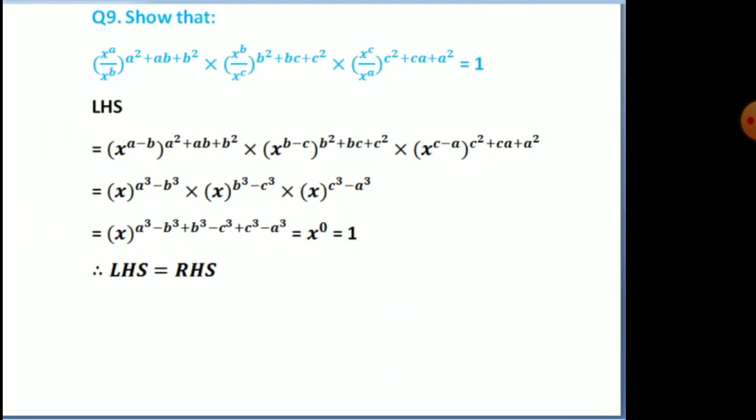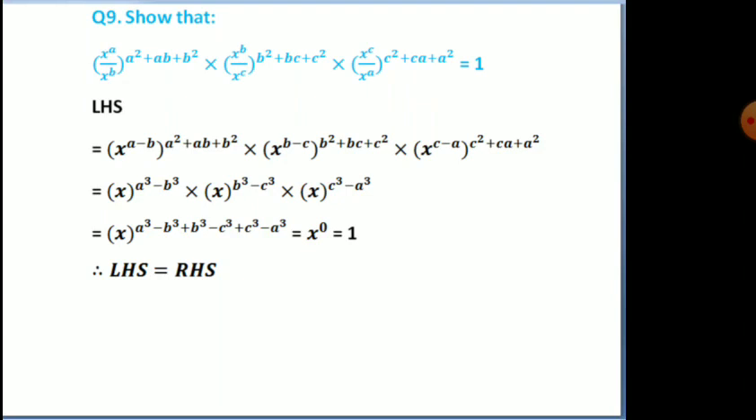Question number 9. Show that x to the power a divided by x to the power b whole to the power a square plus bc plus b square into x to the power b divided by x to the power c whole to the power b square plus bc plus c square into x to the power c divided by x to the power a whole to the power c square plus ca plus a square equals to 1.